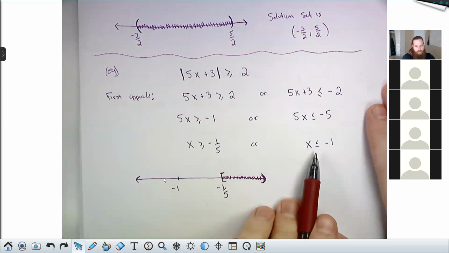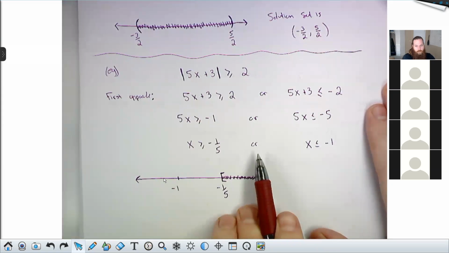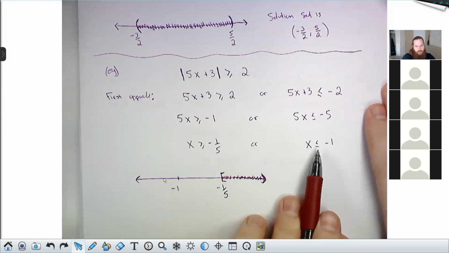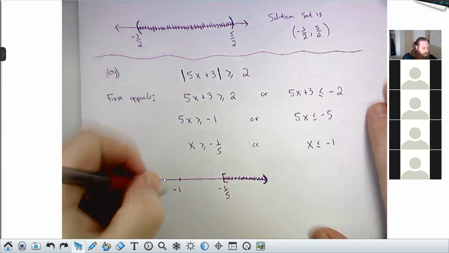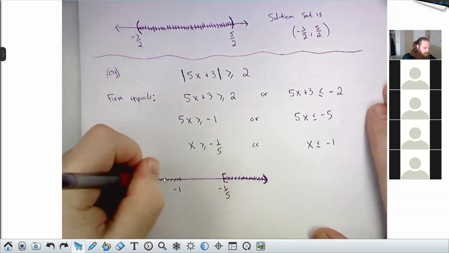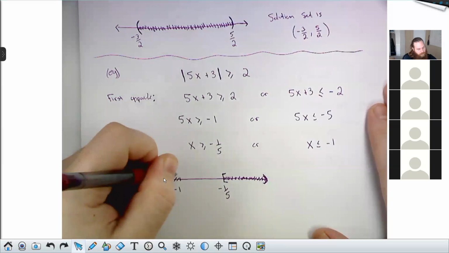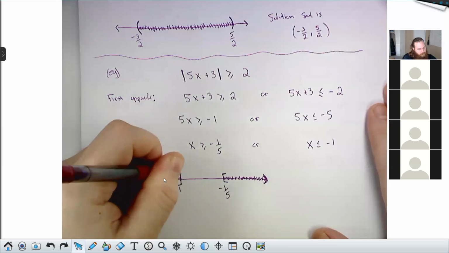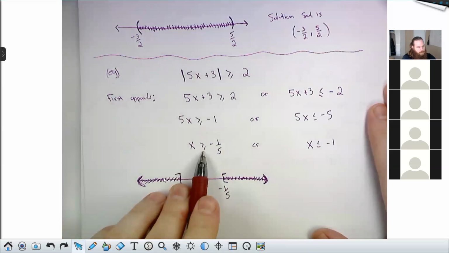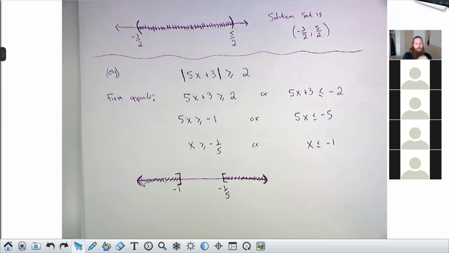And then this fella says, okay, I'm also kosher if my x's are less than or equal to -1. So everything less than or equal to -1, that's everything to the left of -1 on the number line. And again, because it's an "or equal to," because it's the weak form of the inequality, we use the brackets here. And then you just have to remember that this word "or" is connected to the union symbol, right?